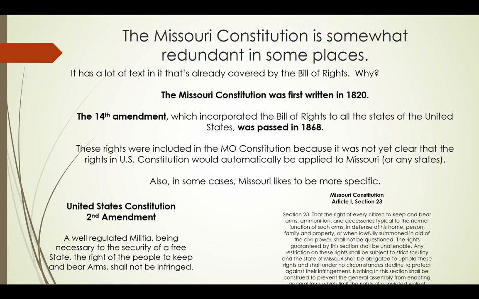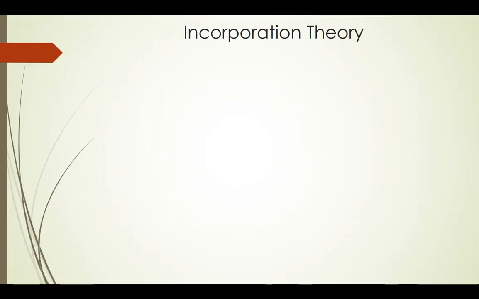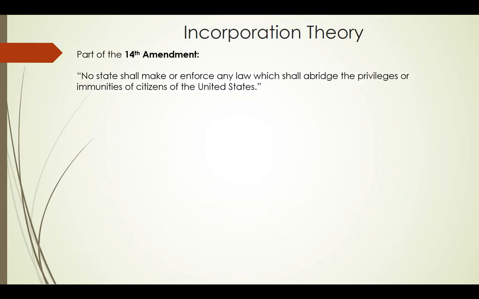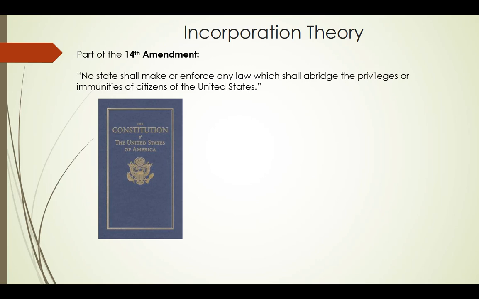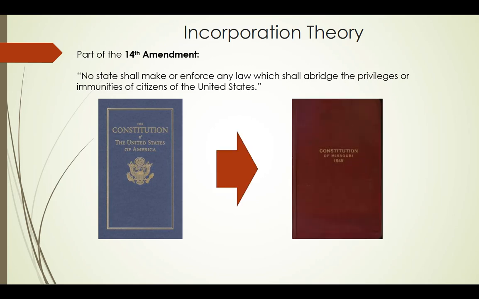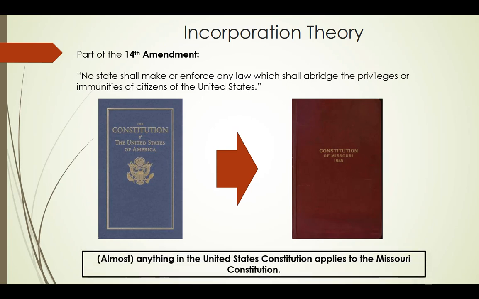But once again, cutting back to the 14th Amendment, the 14th Amendment gives us lots of stuff, but relative to this conversation, it gives us incorporation theory. Part of the 14th Amendment says, no state shall make or enforce any law which abridges the privileges or immunities of citizens of the United States. In other words, almost everything that's in here applies to here. That is what incorporation theory means. Almost anything in the United States Constitution applies to the Missouri Constitution.